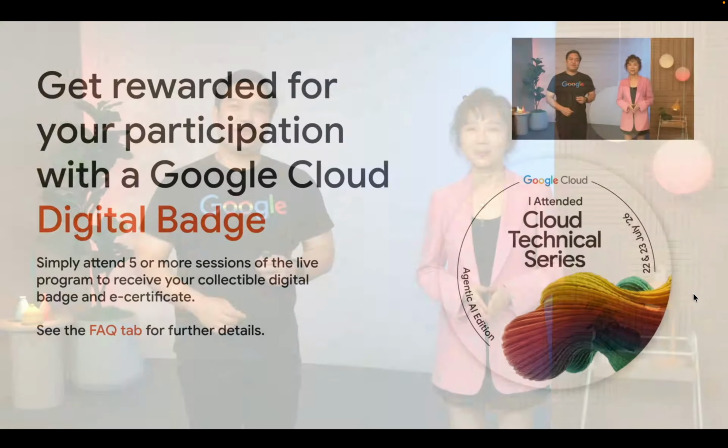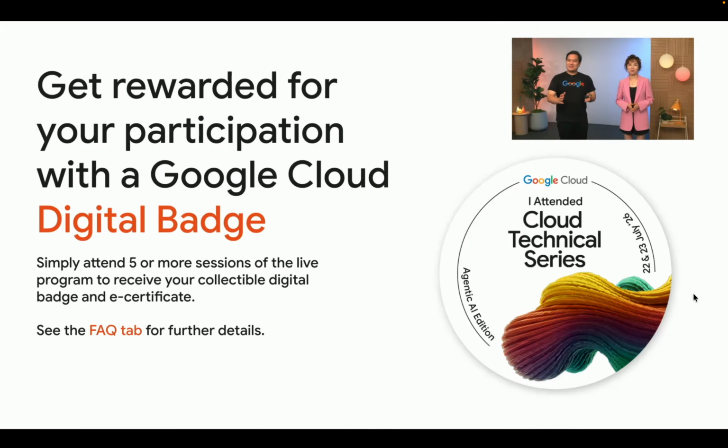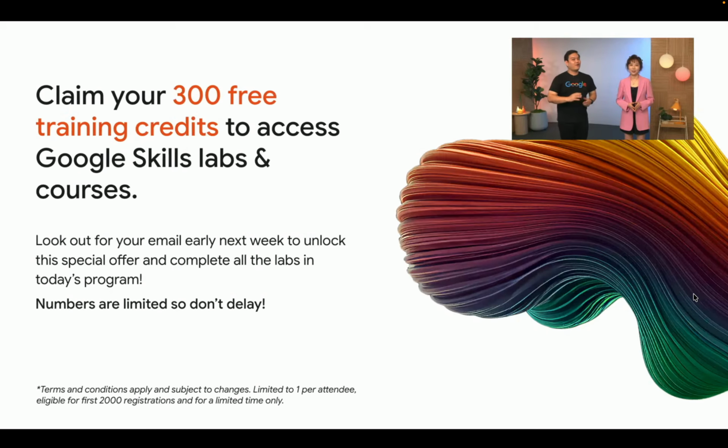Don't forget, if you attended 6-7 sessions across 2 days, you have earned the Agentic AI Edition Digital Participation Badge. Look out for an email from our partner Accredible in around 2 weeks to access your badge and e-certificate. And of course, as a thank you for joining us today, you will also be receiving 300 free credits to Google Cloud Skills, so you can keep on practicing. We'll send you the details to your inbox shortly, including how to activate your free credit, so stay tuned.